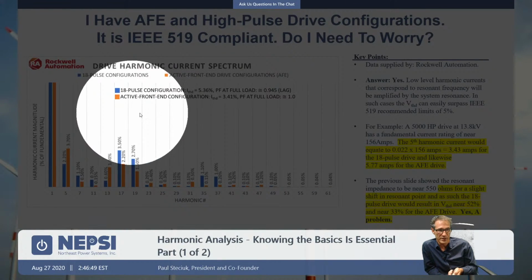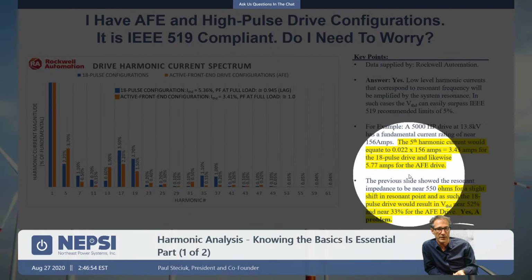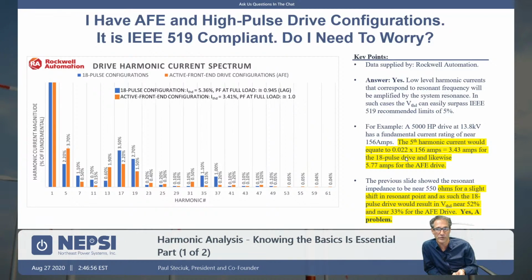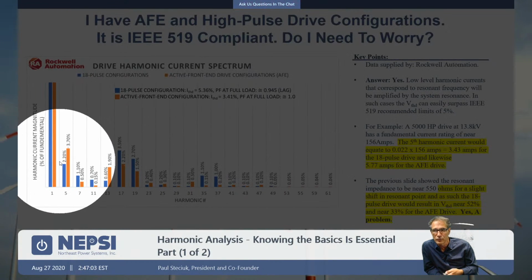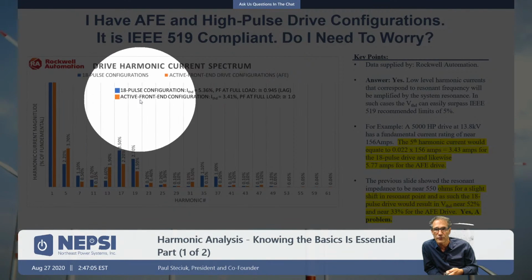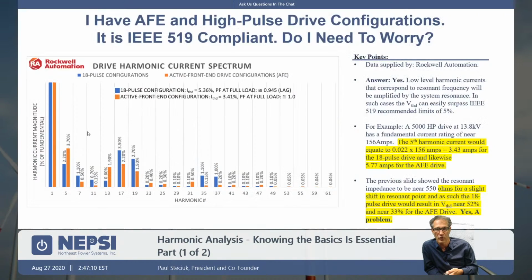We just go through the examples here, what the distortion can be. So an active front-end drive produces a very low-level harmonic current. Here we can see they're at 2.2% for the 18-pulse drive and 3.7 for the 5th, so the harmonic currents are low. They are IEEE 519 compliant. The issue you have is that if the harmonic current from these drives interacts with the system and the system has resonance, then you do have a problem.